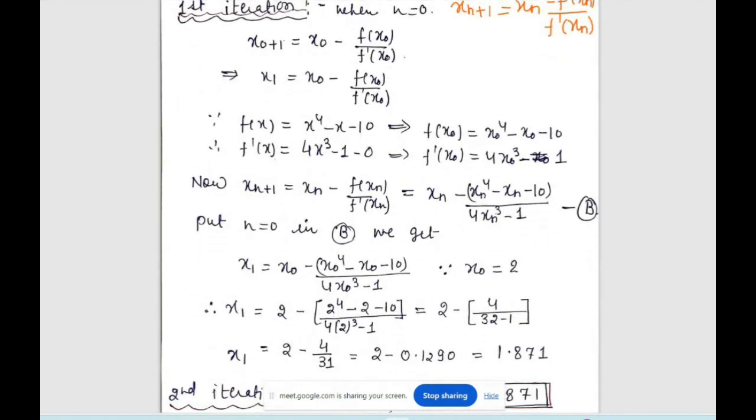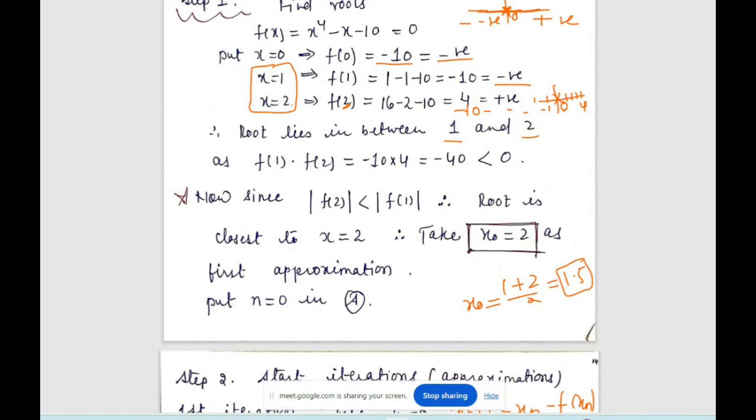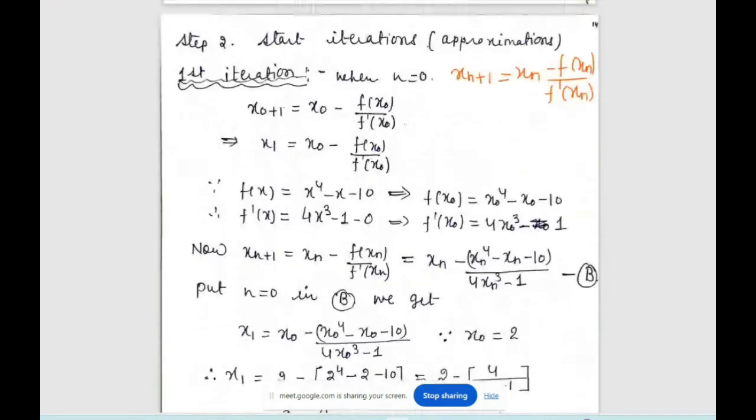So what is your function here? Your function is x to the power 4 minus x minus 10. So finding the value of f of x0, means f of 2. What is the value of f of 2? It is 4. So it means that f of x0, f of 2 is 4. So we will substitute that value.